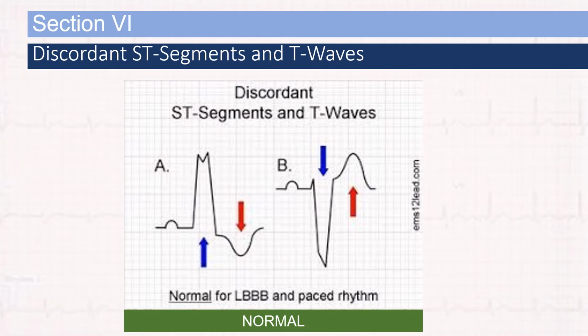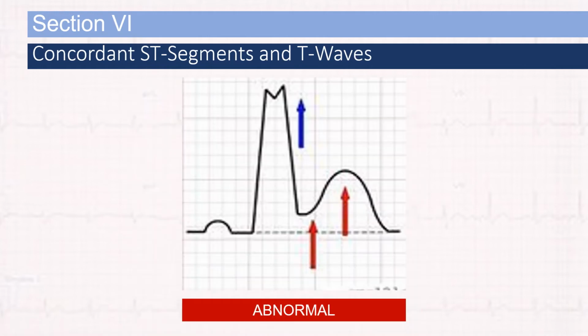So we'll start with what is supposed to be, or what is normal, in a left bundle branch block or paced rhythm. The total sum of the QRS should be moving in an opposite direction than the ST segment. This is called discordance. When the total sum of the QRS is moving in the same direction as the T wave, this is called concordance. Concordant ST segments and T waves in a left bundle branch block or a paced rhythm are considered pathologic.